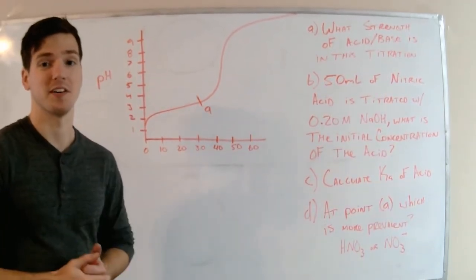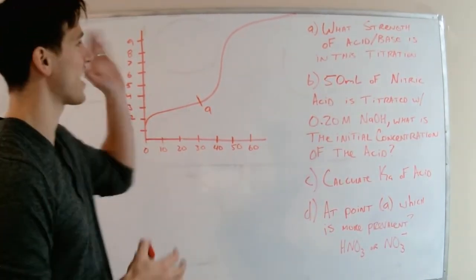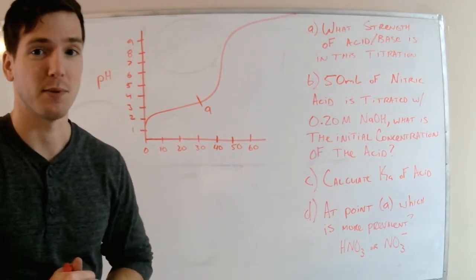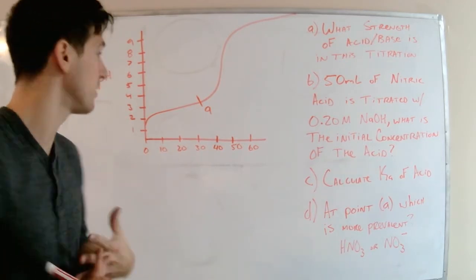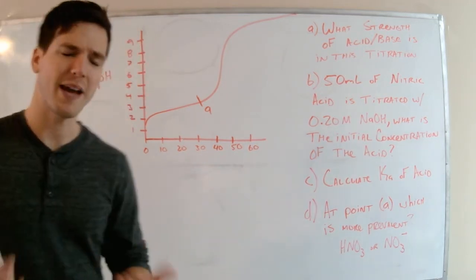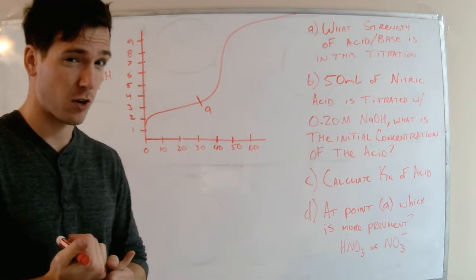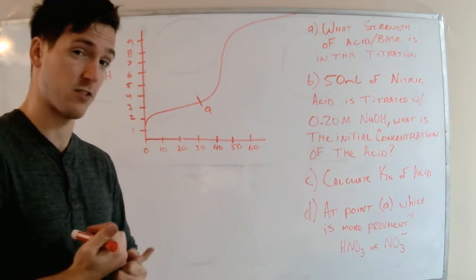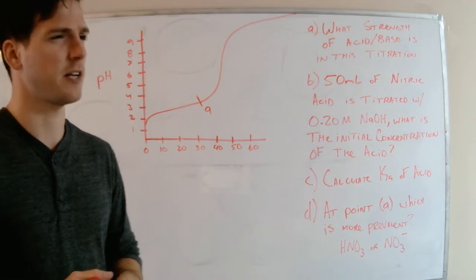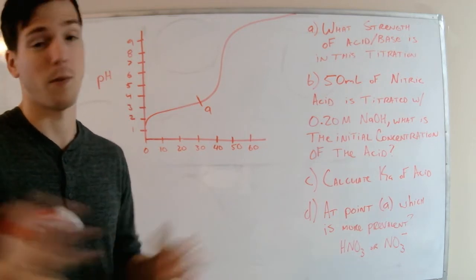Okay, everybody, here is a titration curve, and I got a lot of parts in here because I want to cover as much as I possibly can. Part A says what strength of acid and base is in this titration. By asking that, I'm asking, is this a strong acid, strong base combination? Is this a strong acid, weak base combination? Is this a weak acid, strong base combination? Oh well, you know what I mean.